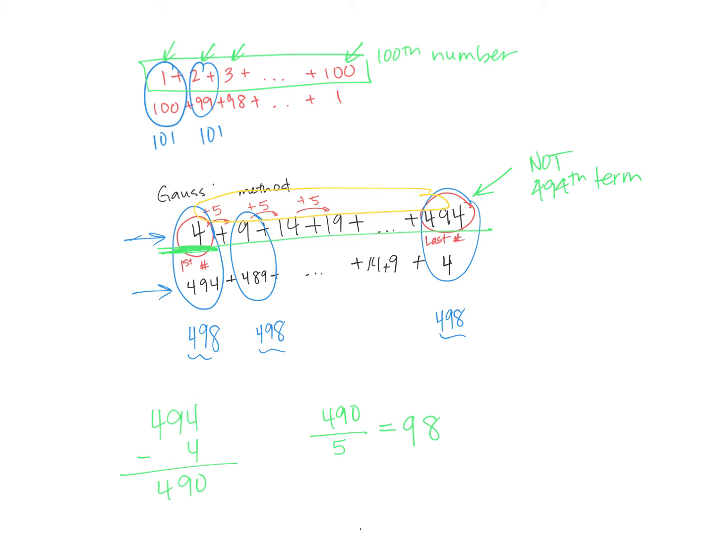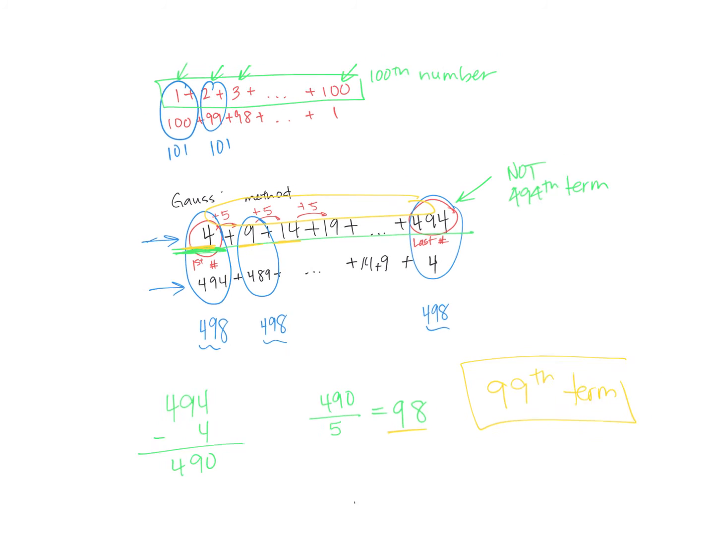And so if we think about that, we have the first term plus 5, that gets us a second term, plus another 5, that gets us the third term. So if we're going to add 98 5s, that'll put us at the 99th term. So that's one way to think about it.